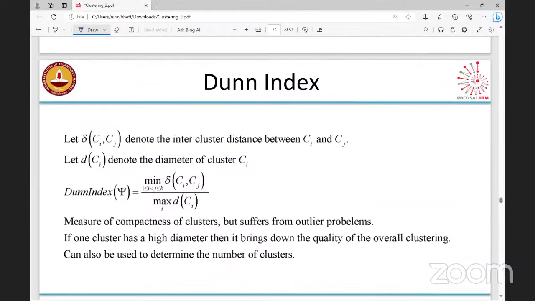Similarly, there is the Dunn index. The Dunn index computes the distance between two clusters and looks at the distance within the different clusters. The Dunn index is basically a ratio of the minimum distance between two clusters, divided by the max of the diameters of all the clusters.